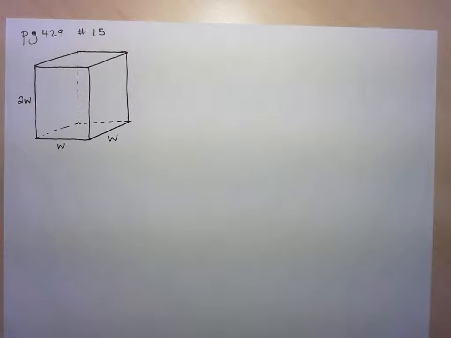Hi folks, we're going to take a look at number 15 from page 429. I've already drawn a diagram here, so let's see what the question asks. It says that a box in the shape of a square-based prism.